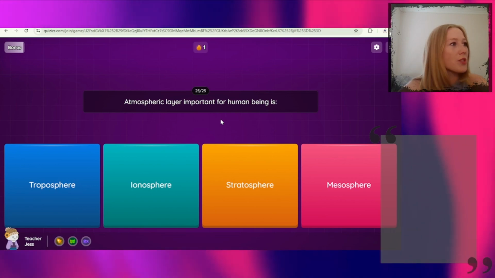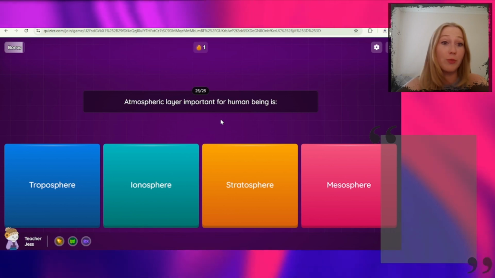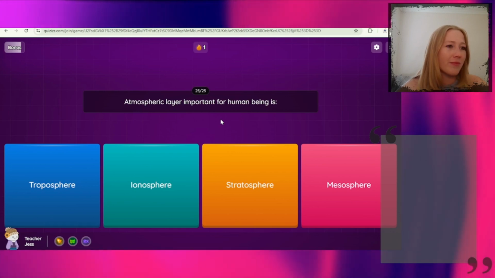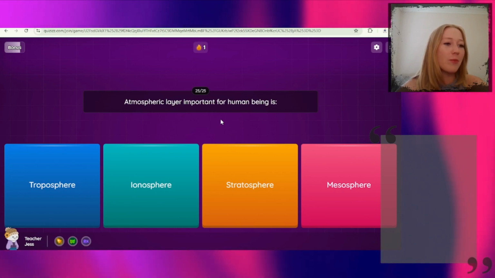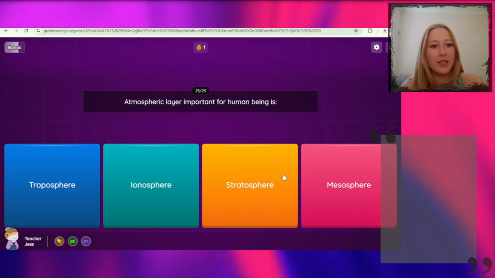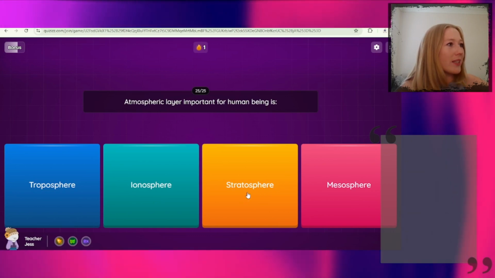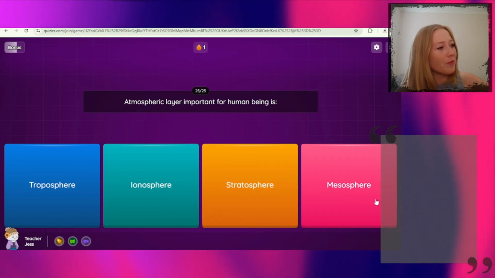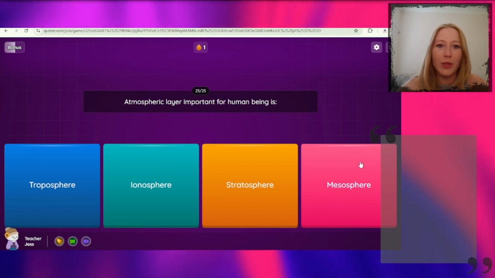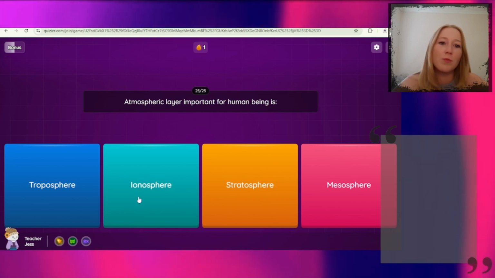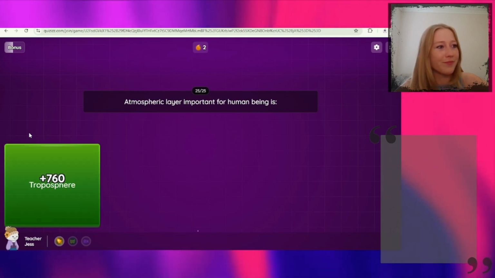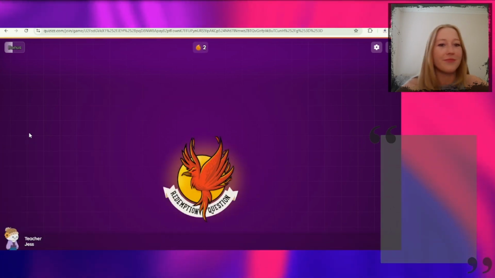Atmospheric layer important for human beings is, I kind of want to say all of them, but they're probably implying troposphere. You know, each of these plays an important role. This contains the ozone layer. We need that. This protects us from incoming space debris and all of that. We need that too. Ionosphere, it's pretty. We need pretty things in our life, but they're probably saying troposphere.